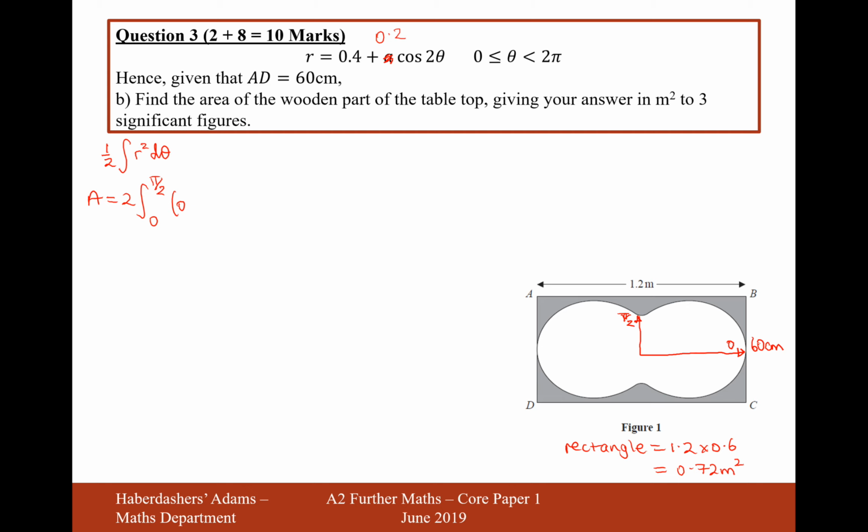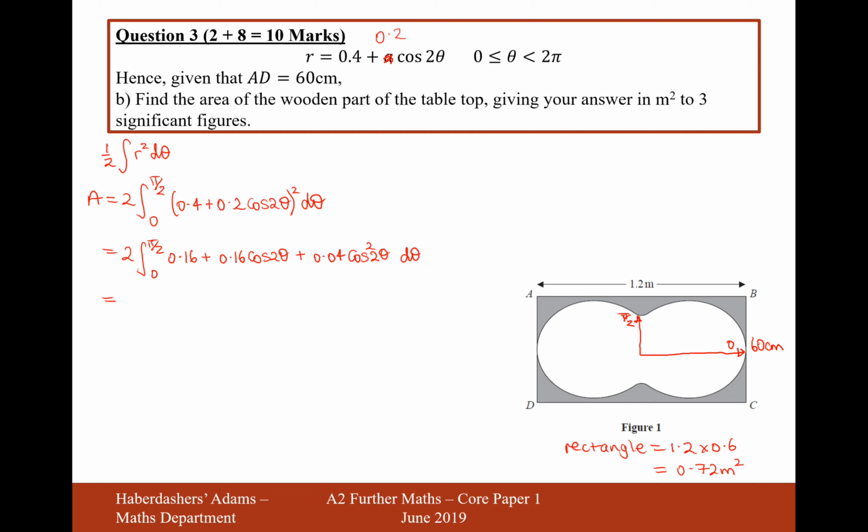So it's 0.4 plus 0.2 times cos 2 theta, squared, d theta. Let's now expand these brackets. It's the integral from 0 to pi by 2 of 0.4 squared, which is 0.16. The next bit is 0.4 times 0.2 twice, so that would be 0.16 cos 2 theta. And then the next bit is 0.04 cos squared 2 theta, d theta.